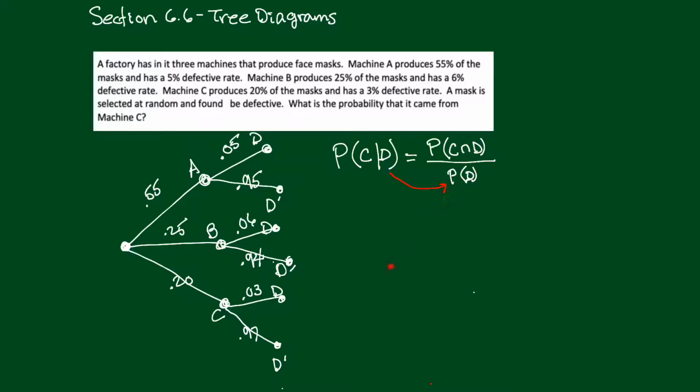Now just follow it down here. Here's machine C and D. All right, so how do you get here? This one and this one. So it's 0.20 times 0.03. So our numerator is going to be 0.20 times 0.03 divided by.